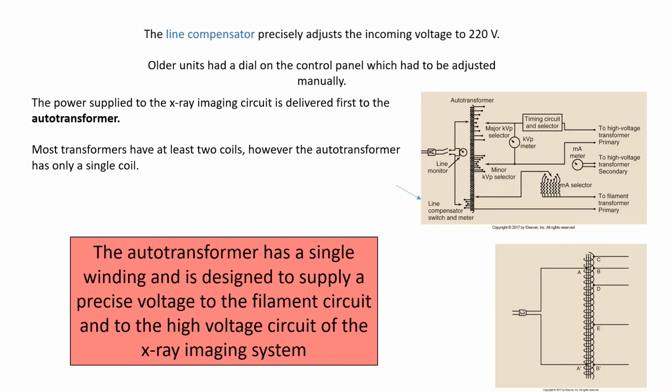In the other part of the circuit, we need low voltage, and we need low voltage to heat up the filament. To heat up the filament, we need low voltage, high amperage. So the filament part of the circuit is going to be the low voltage part of the circuit. We're going to need a step-down transformer to take that voltage of 220 and bring it way down. Of course, when we bring the voltage down, the amperage goes up. So the autotransformer is responsible for supplying voltage into both parts of the circuit.